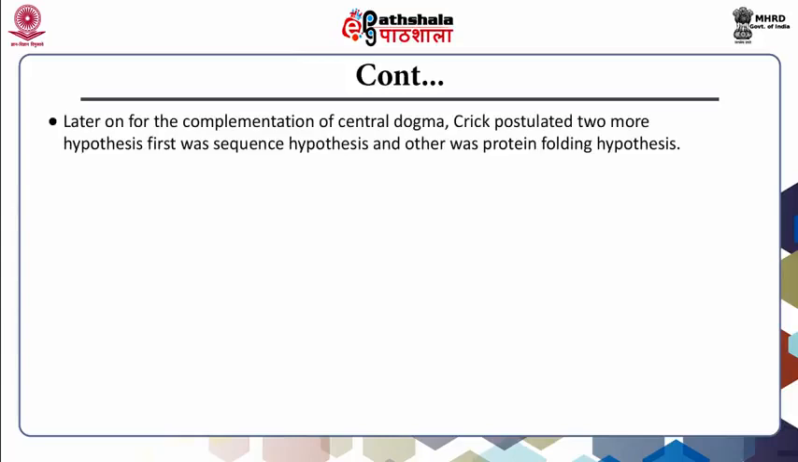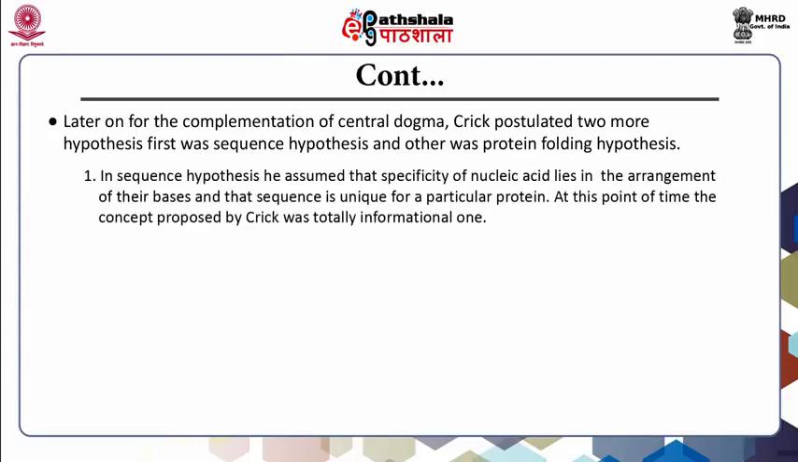Later on, in continuation of this, Crick postulated two more hypotheses. The first was the sequence hypothesis and the other was the protein folding hypothesis. In the sequence hypothesis, Crick assumed that the specificity of nucleic acid lies in the arrangement of their bases, and that the sequence is unique for a particular protein. At this point of time, the concept proposed by Crick was totally informational.